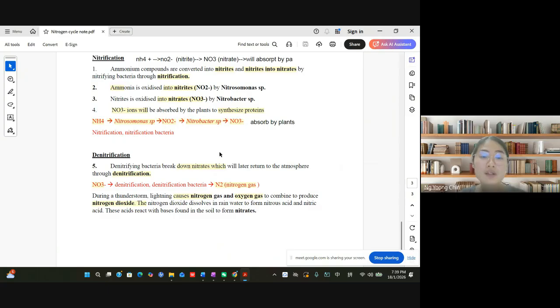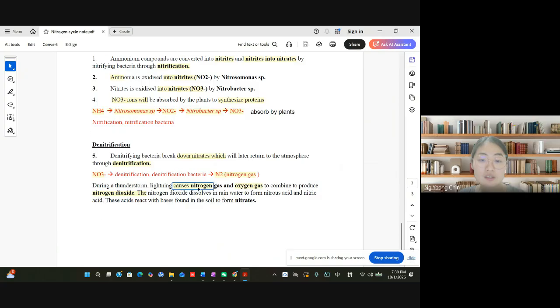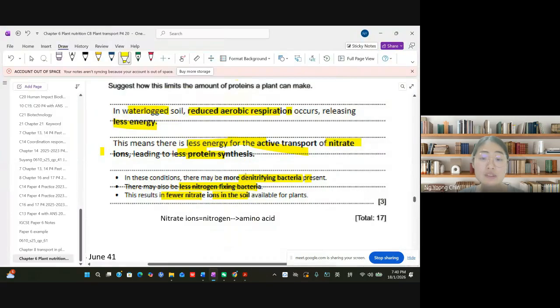Okay, so not only denitrifying bacteria, another source will be the lightning. Lightning can also help to carry out those processes. Okay, so that is the nitrogen cycle.